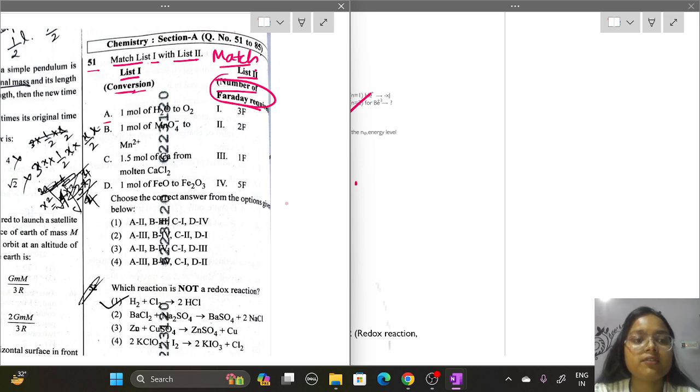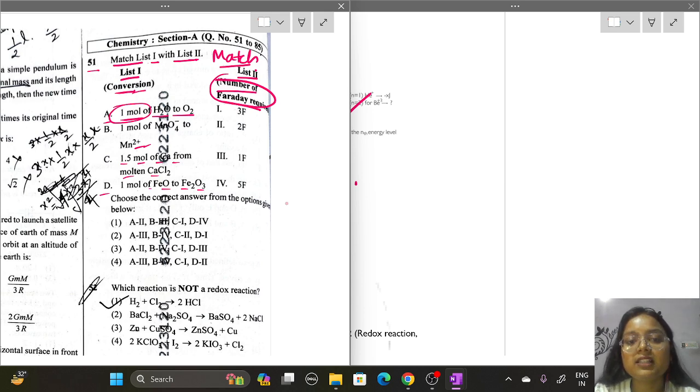So for A, 1 mole of H2O to O2. We have to convert 1 mole of H2O to O2 and find out how many Faradays are required for this conversion. In B, 1 mole of MnO4 minus to Mn plus 2. It is also required to calculate the number of Faradays. In C, it is given 1.5 mole of Ca from molten CaCl2. And in D, 1 mole of FeO to Fe2O3. Like this, we have to calculate the number of Faradays.